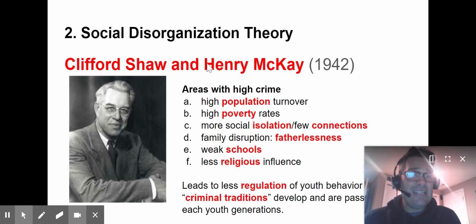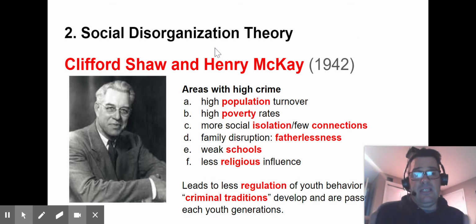Okay, that's the first lesson on theories of crime. Again, not saying that this was the only reason that crime happens, but it's one theory about why crime happens.